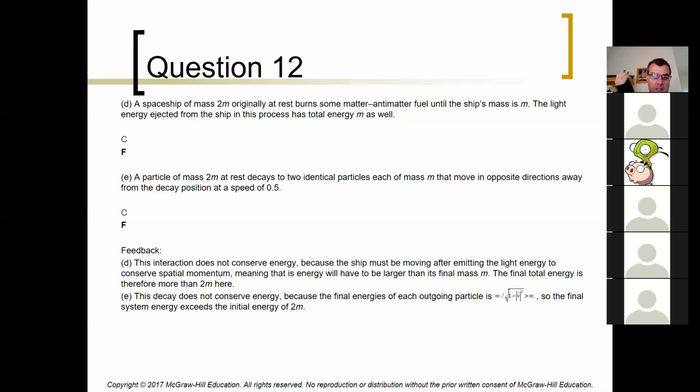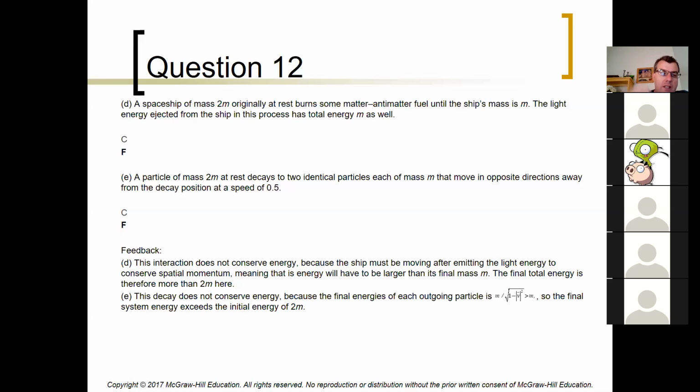It looks tempting to say it conserves energy because, hey, you just got rid of half the fuel. And so if we got rid of half the fuel, then if we burned half of it, the mass must be m. That's tempting, but remember that in relativity, mass and energy are related to each other, and mass is not a conserved quantity the way that it is in Newtonian physics.